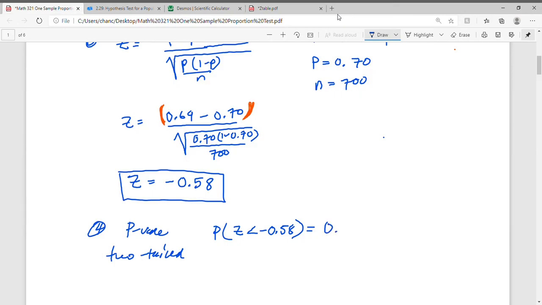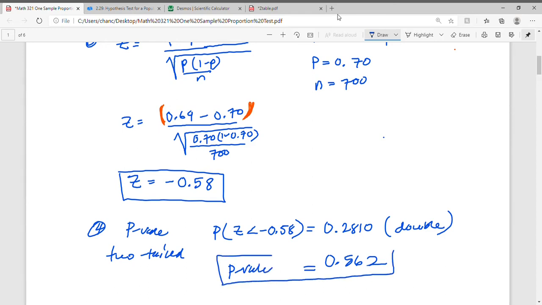So we have 0.2810. But wait, we have to double it. So let's double this value. This is going to give us 0.562 for our p-value. This is our p-value, 0.562.